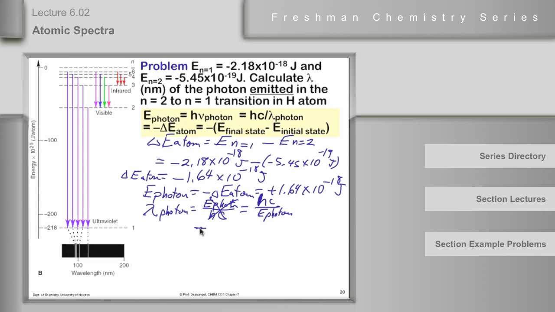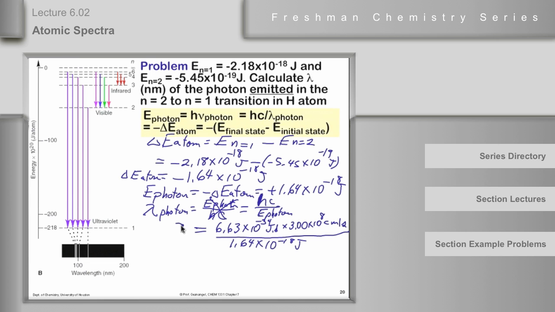So let's plug in the numbers. H is 6.63, three significant figures, times 10 to the minus 34 joule seconds. C is 3.00 times 10 to the 8th meters per second. E is 1.64 times 10 to the negative 18th joules.